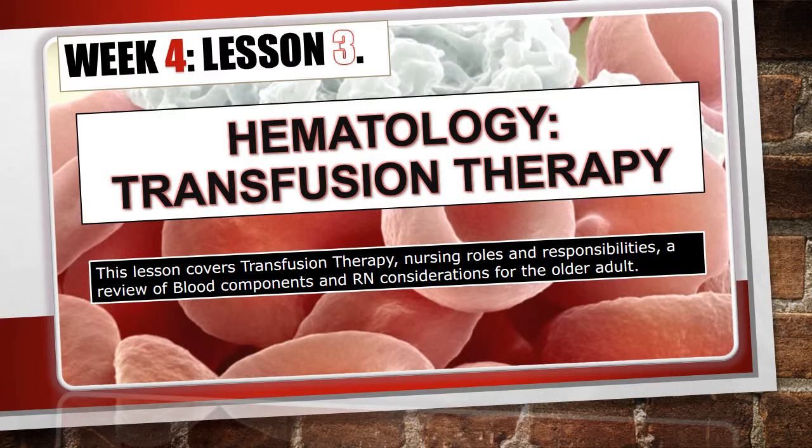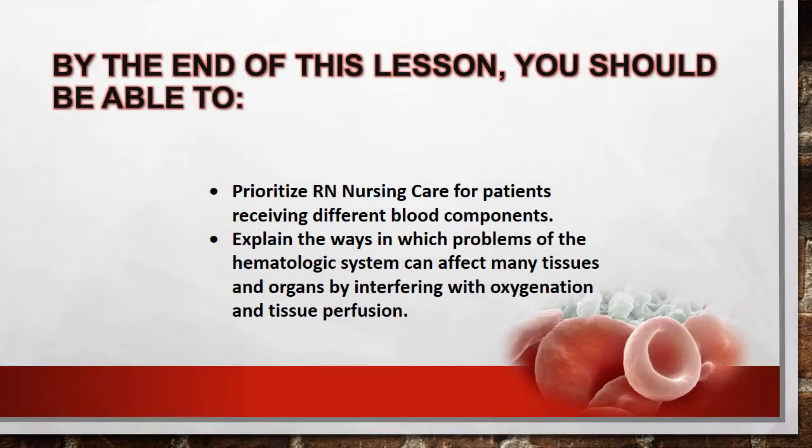This lesson covers transfusion therapy, nursing roles and responsibilities, and a review of blood components in RN consideration for the transfusion of blood products to the older adult. By the end of this lesson, you should be able to prioritize RN nursing care for patients receiving different blood components. You should be able to continue to explain the ways in which problems of the hematologic system can affect many tissues and organs by interfering with oxygenation and tissue perfusion.